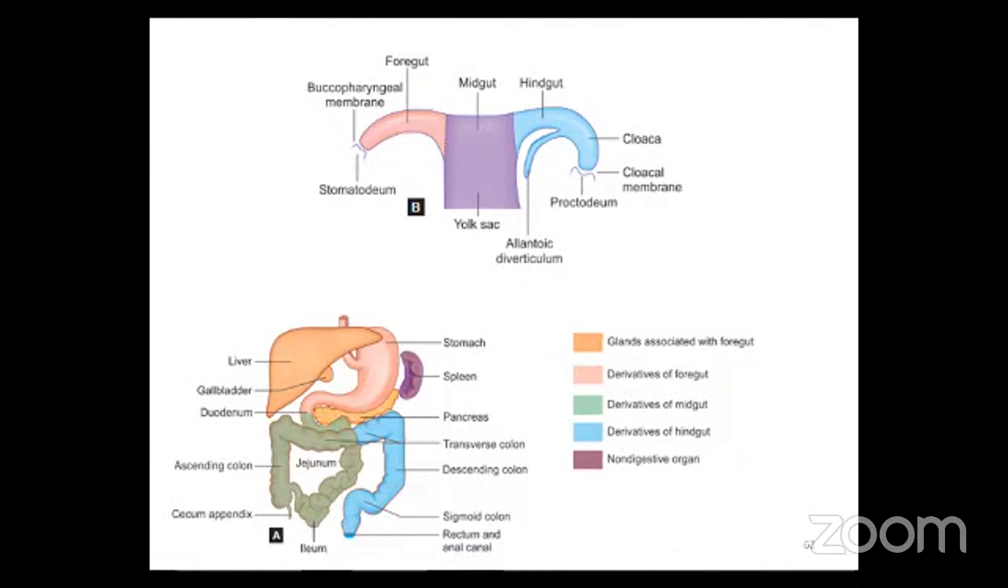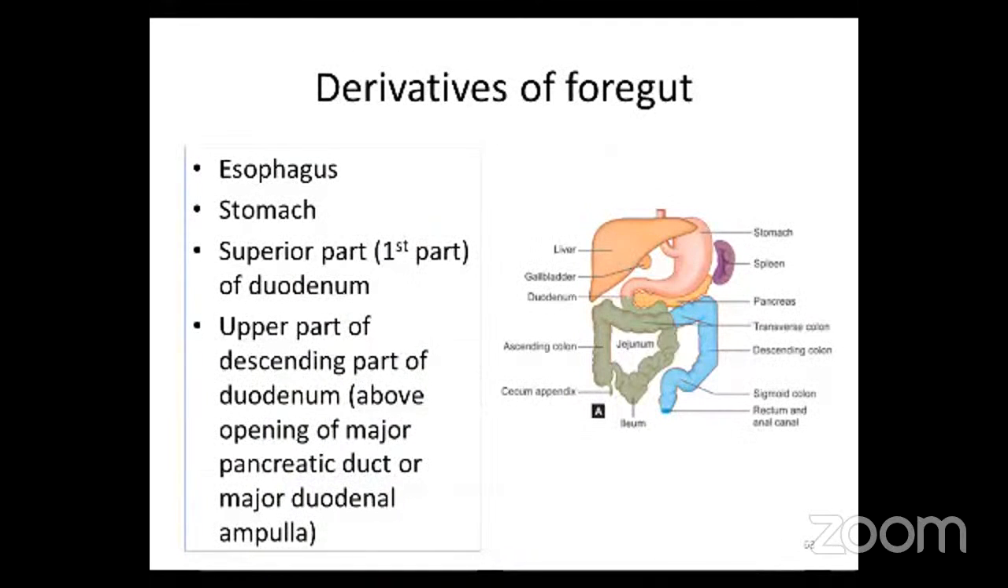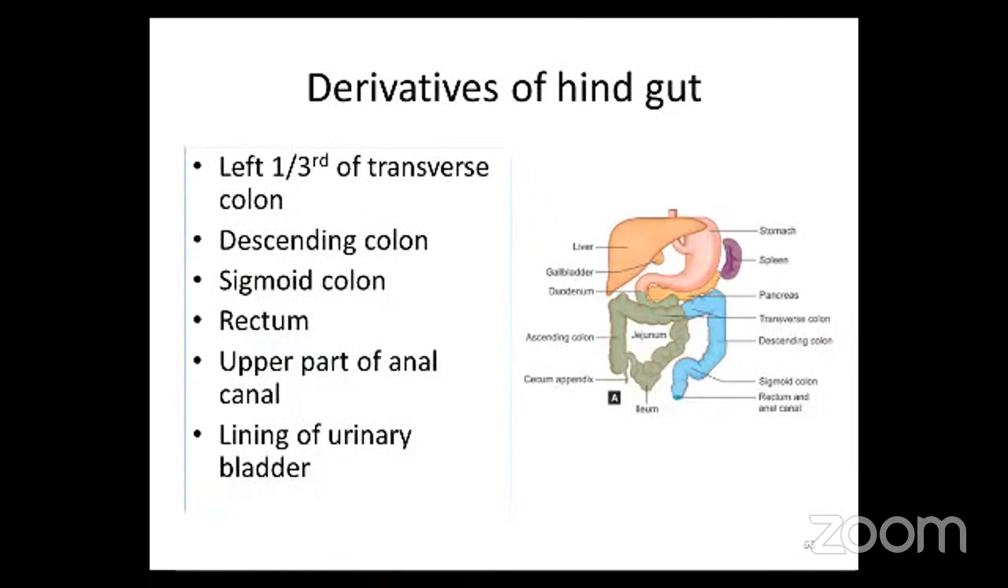So this is the buccopharyngeal membrane, foregut, midgut, and hindgut. From hindgut, allantoic diverticulum is coming. We will see afterwards all the derivatives of this. Okay, derivatives of this we will see next time.